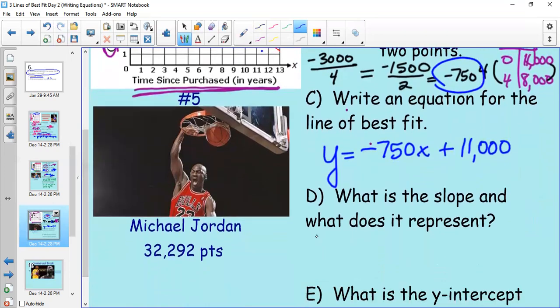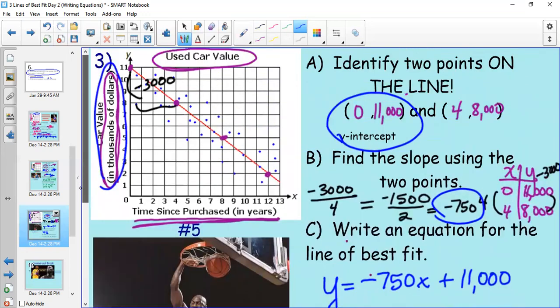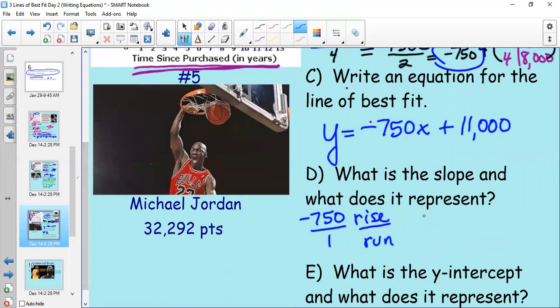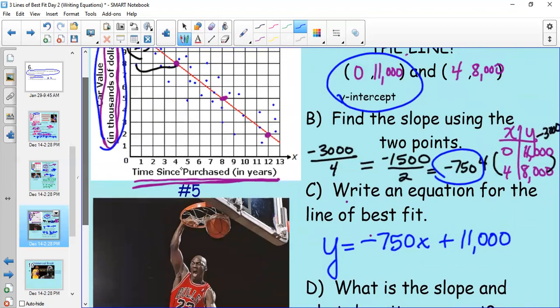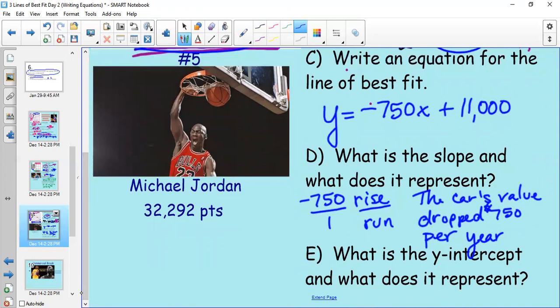All right, so which one of those is the slope? Well, it was the negative 750 over 1. What does it represent? We need to add in our labels. Remember, it's rise over run. So negative 750 goes with our number of dollars. But we have to put in something about it being negative. So I'm going to put the car's value dropped $750, and then we put in the per for the fraction. And since it's 1, I don't need to put 1, but you can put 1. And it's the run, so per year. So every year you drive the car's value decreases.